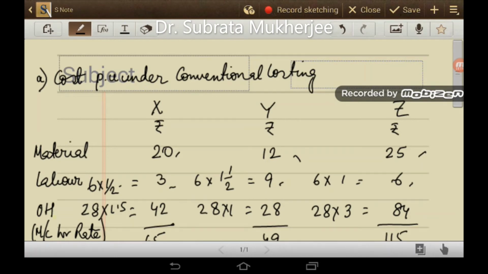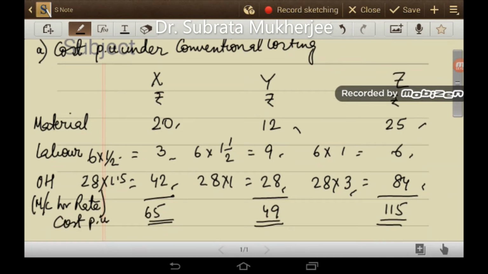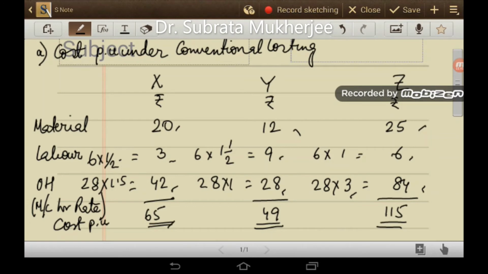So rupees 28 is the machine hour rate, and 1.5 machine hour is required for product X. So 42 is the overhead cost per unit, and for product Y 1 machine hour is required, and the rate of machine hour is rupees 28. So 28 is the overhead cost, and for product Z 3 machine hour is required. So rupees 84 is the overhead cost per unit. So cost per unit for product X is 65, cost per unit of product Y is 49, and cost per unit of product Z is 115.